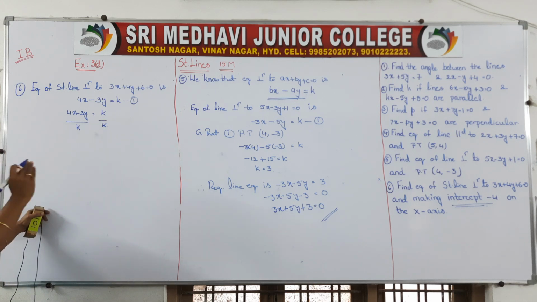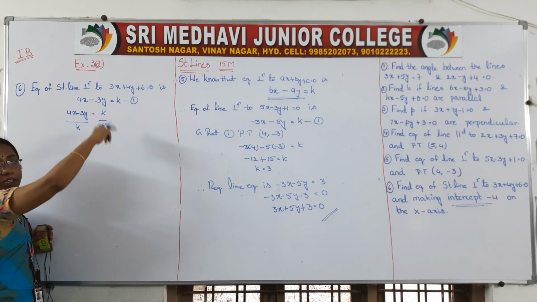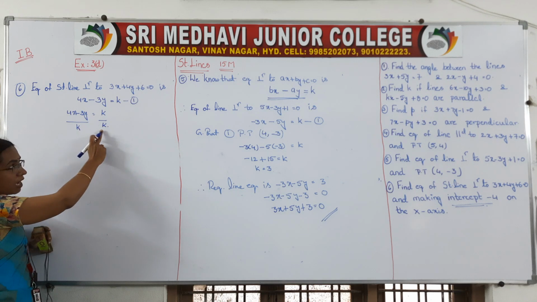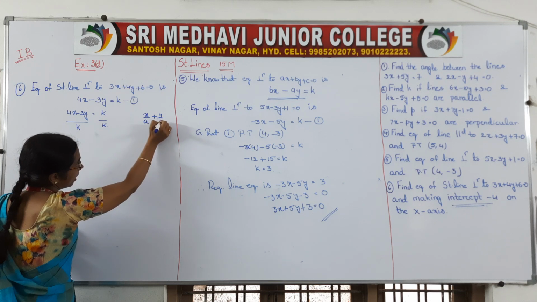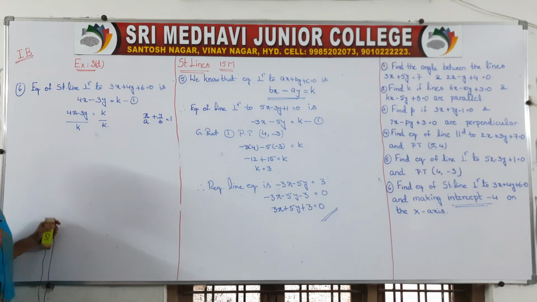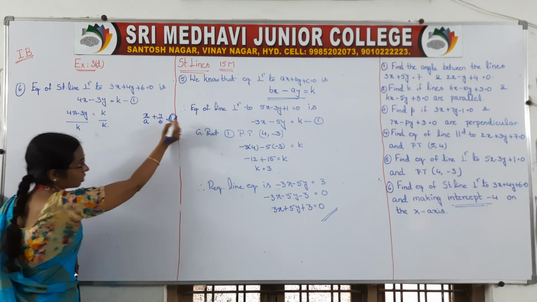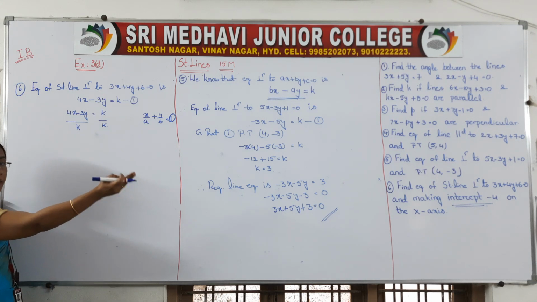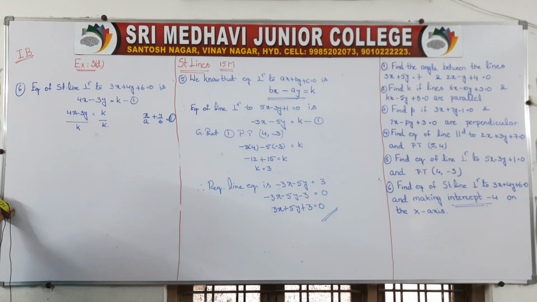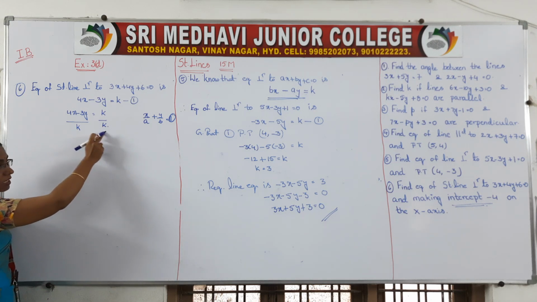To convert any line into intercept form, first we have to convert the right side value to 1. Intercept form means which form? x by a plus y by b is equal to 1. That is called intercept form. So on this side we should get 1 first. Try to get that 1 from this equation. Since in the question the x-intercept is given as minus 4, we have to equate. If any condition is given, we have to use that condition. So for that, divide both sides by k.